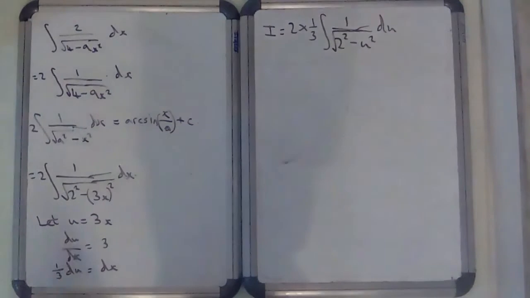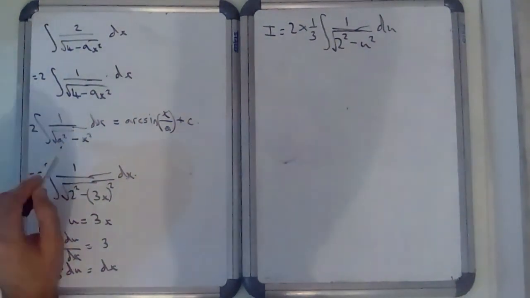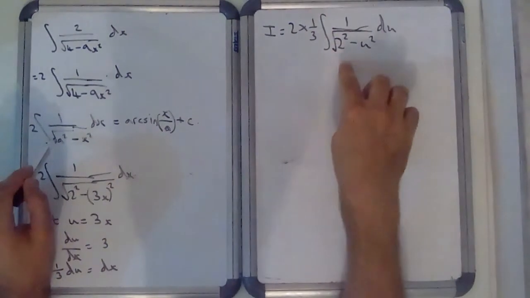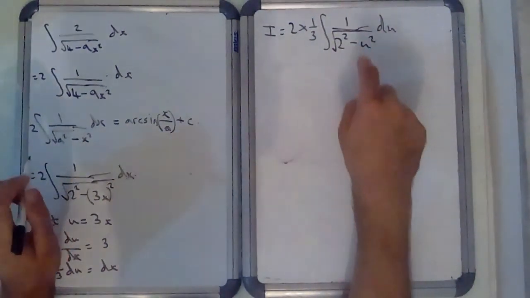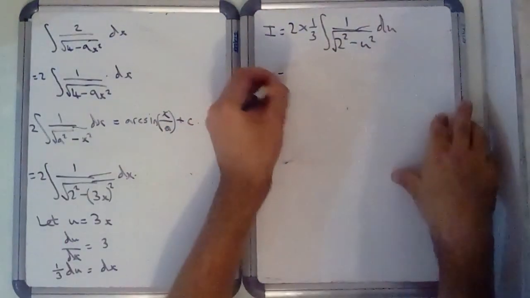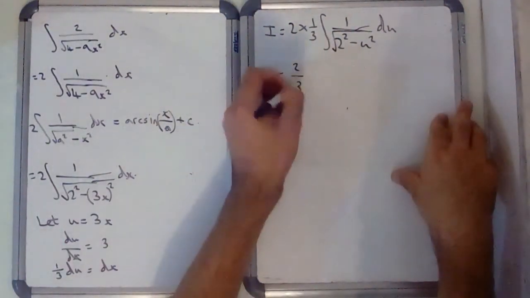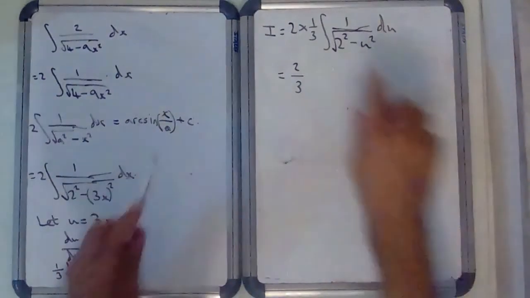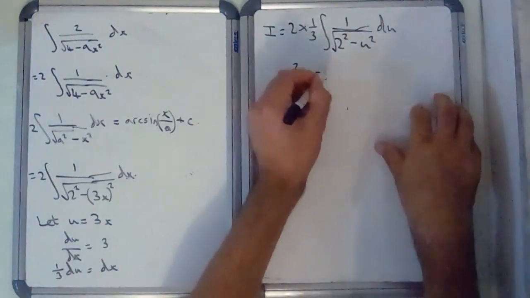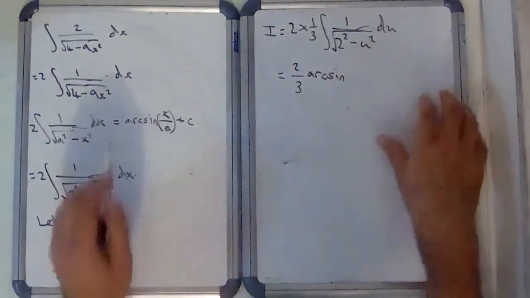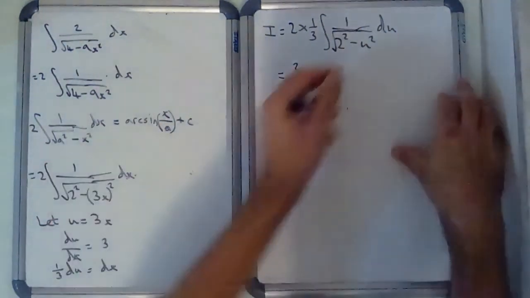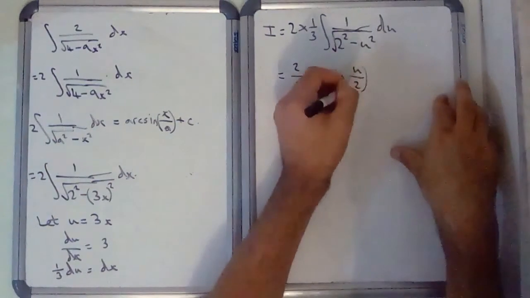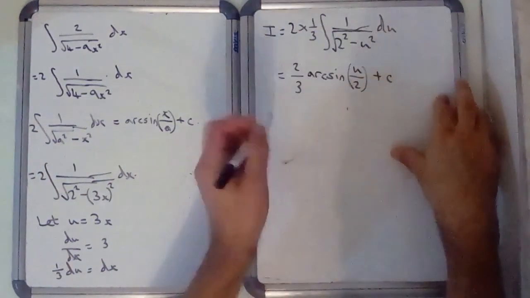Now, if I look at the standard integral, we've got our a, which is 2, and we've got our x squared, which is u squared. So this equals 2/3 times arc sine of x over a. The x is u and the a is 2, so that would be u over 2 plus the constant of integration.